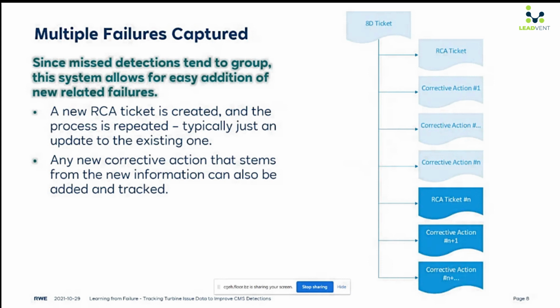One more point for using this method. It allows for the capture of multiple related failures. For efficiency's sake, there is little value in repeating work. For example, if there is a particular turbine technology with a particular CMS that struggles to detect failing main bearings, you can group these under the same 8D ticket. When all this is said and done, you have a tidy, traceable treasure trove of data that will be invaluable, particularly once you build up a rich history of these.